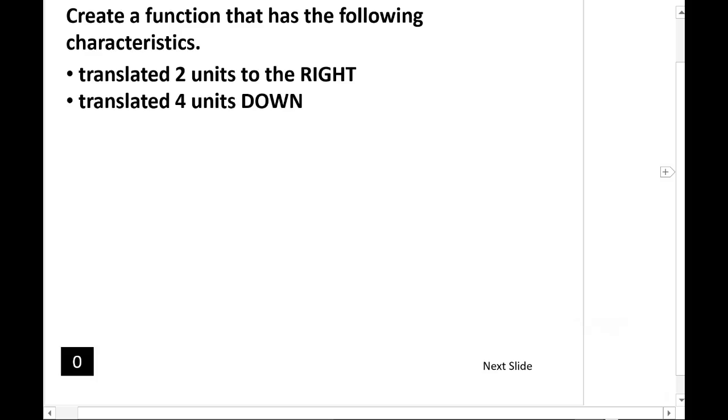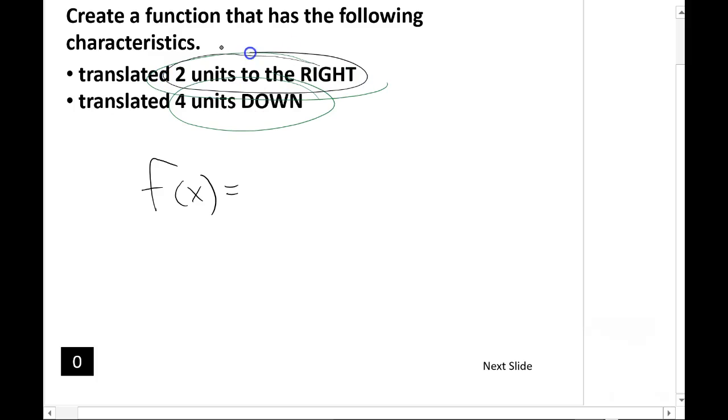Okay? Now it says create a function that has the following characteristics. Translates 2 units to the right and 4 units down. Okay, so remember with any function, don't forget we always need to start with a label or a title for that function, and I'm going to call him f of x. That's the one we're used to the most. Okay, so f of x equals something. Now, let's start with the first description. It says 2 units to the right.